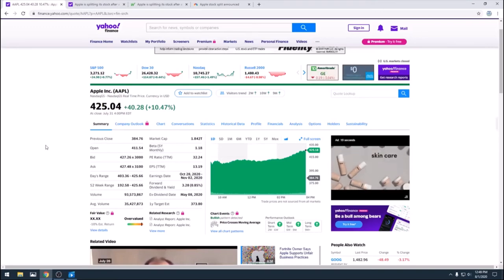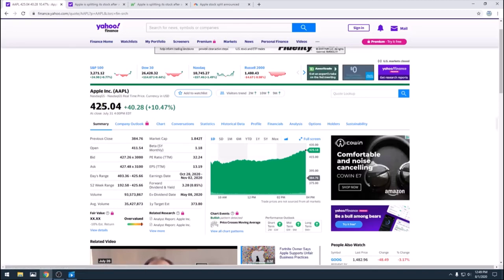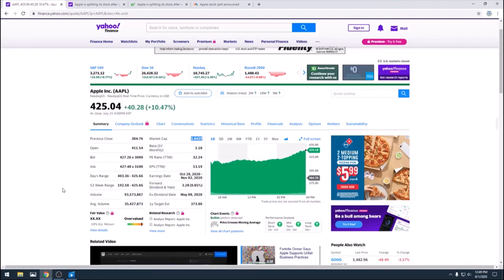So the problem with this is the market cap. They're at $1.8 trillion. After the split, so many people are going to be able to buy it because it's only $100. It's going to be well over $2 trillion. I don't want to say it's risky, but that's a huge number. So overall, do some research.